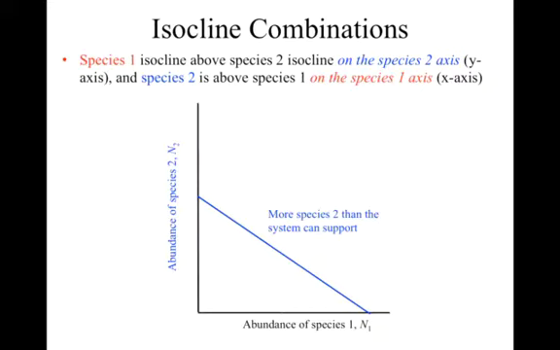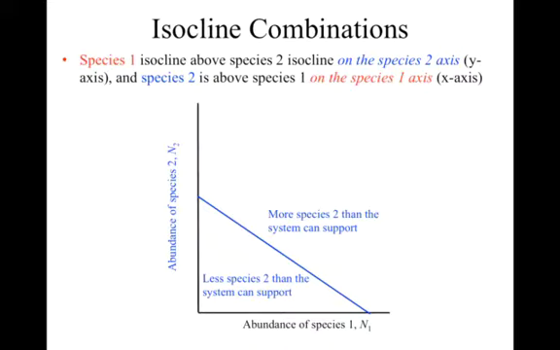And so the species 2 population doesn't change along that species 2 axis. But if I'm above the species 2 isocline, I have too many species 2. I have more species 2 than fit in the system, and so my species 2 population should decrease. If I'm below the species 2 isocline, then I have less species 2 than the system can support. I could fit more species 2 in, and so my species 2 population should increase.